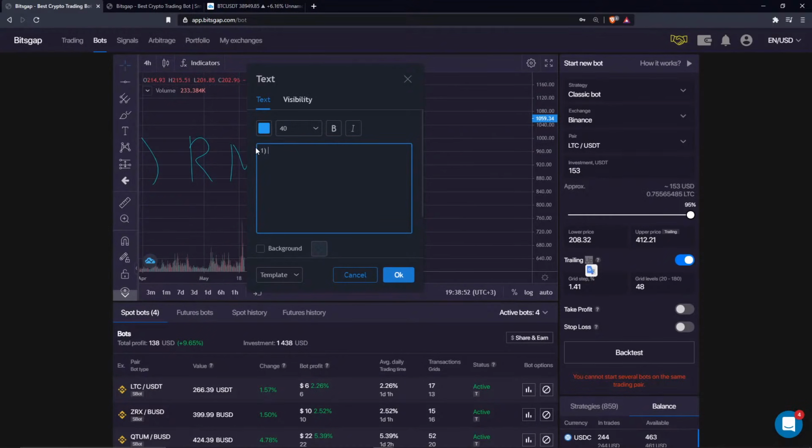So the first rule is risk management. And the risk management is defined by the asset allocation. So that's basically the amount that you can afford to allocate per each coin. So for example, that's $100.